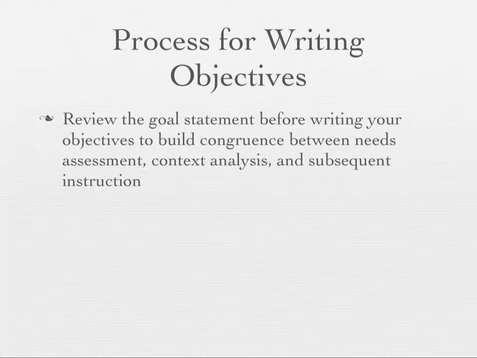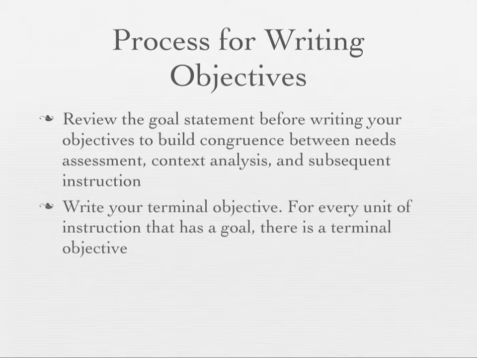There is a process for writing objectives. First, we begin by reviewing the goal statement. Remember, we did goal analysis, task and goal analysis as part of Project B. Here, and in Project C, we did our learner and context analysis. So here, we actually go back to our goal analysis, goal and skills analysis, and review the goal statement before writing your objectives in order to build congruence between the needs assessment, the context analysis, and the subsequent instruction that will be coming later. You then write your terminal objective.